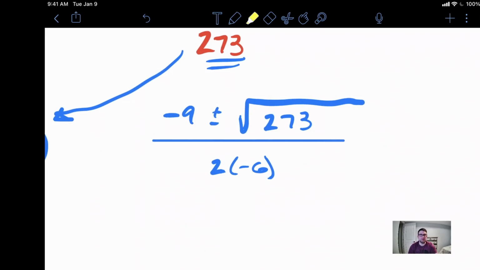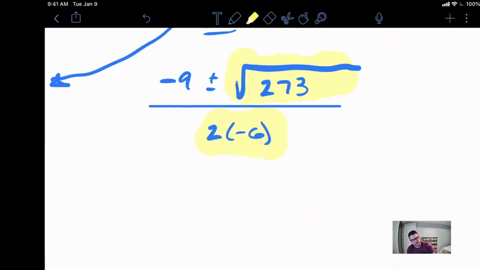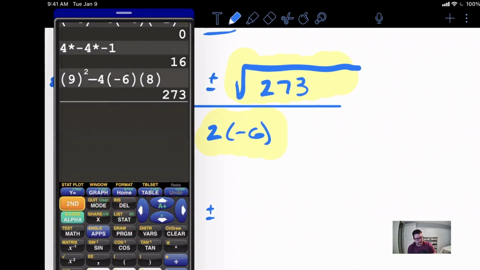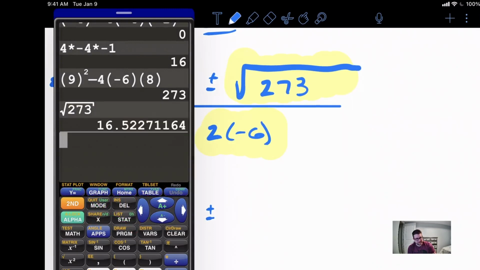The two pieces you're going to still be able to evaluate is you're going to be able to multiply this out, and you're going to be able to take the square root of 273. So, to do that, I'm going to have negative 9. That part's not going to change. The plus or minus isn't going to change. And now we'll get to the square root of 273. So on our calculator, we can punch that in, and we find out that that's equal to 16.52. So we're just going to keep that as a decimal, 16.52.